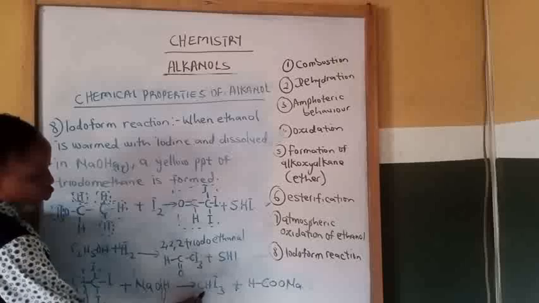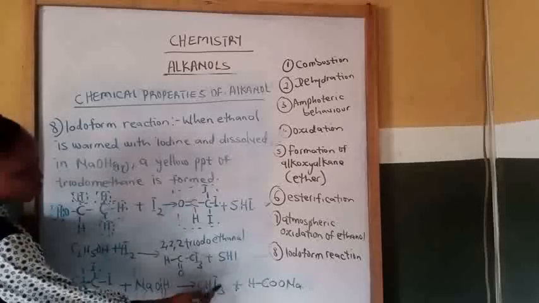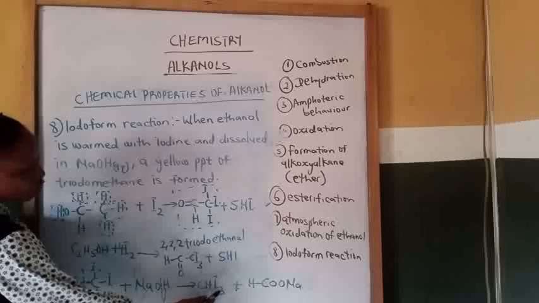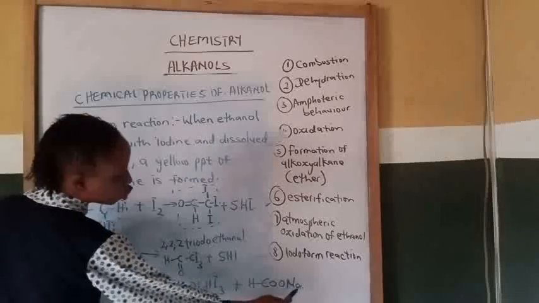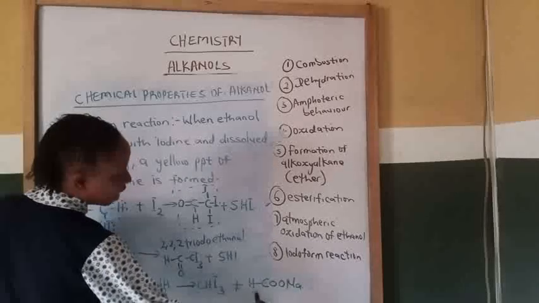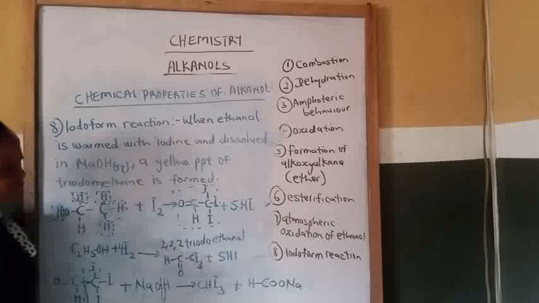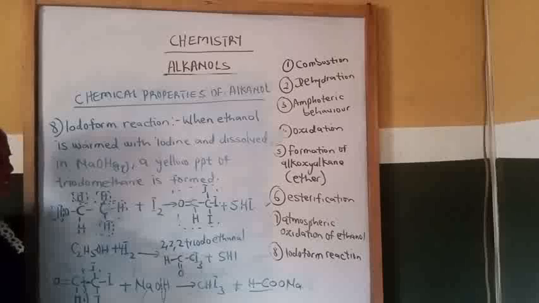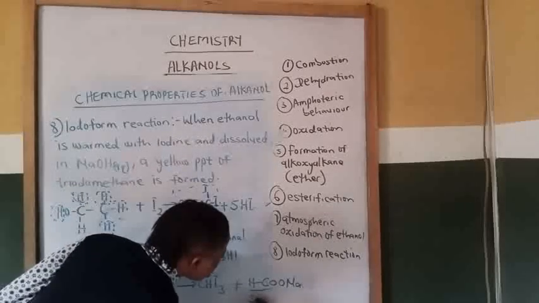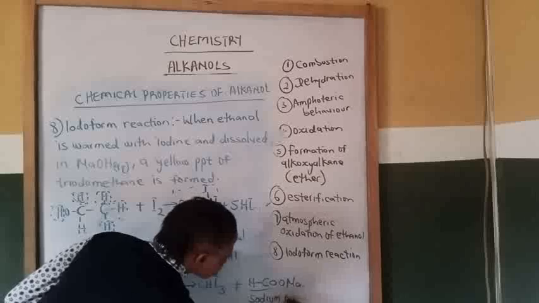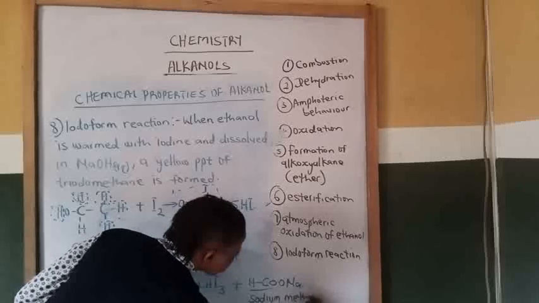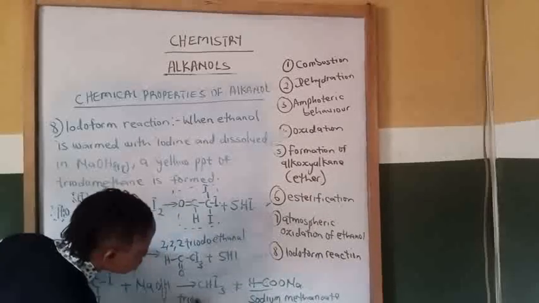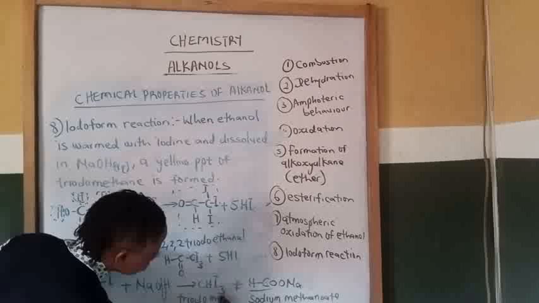Triiodomethane. Because if you draw the structural formula, it will give you the structural formula of an alkane, with 3 iodine. So triiodomethane. And sodium what? Sodium methanoate. Because this is the root hydrocarbon of an alkanoate. This is sodium methanoate and triiodomethane.